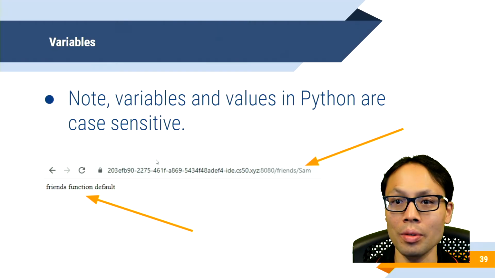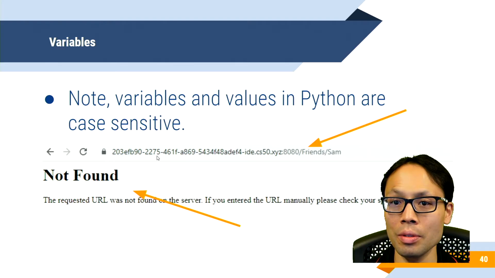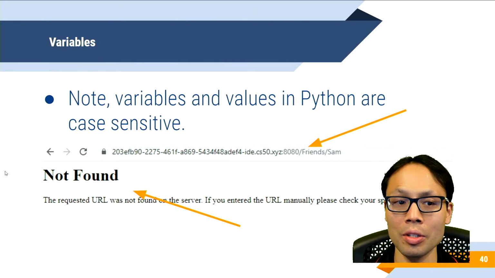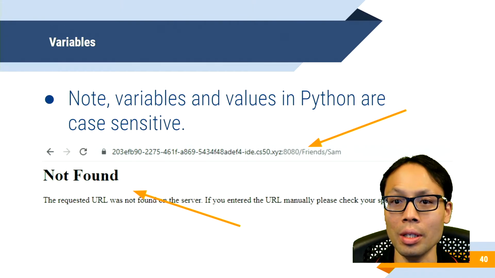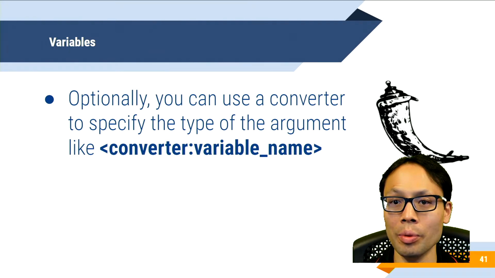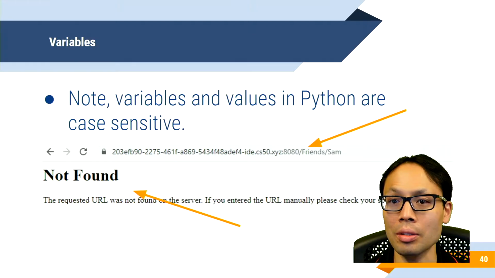All right, so again, note that variables and values in Python are case sensitive, so be careful about that. For example, if you put friends with a capital F, you would get a not found from the web server. And the same thing goes with Sam. It would recognize it if you put an uppercase S as well.